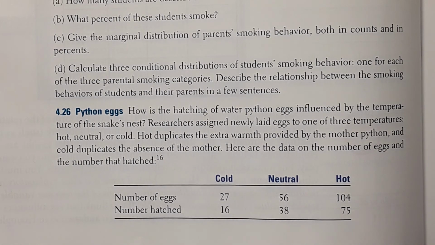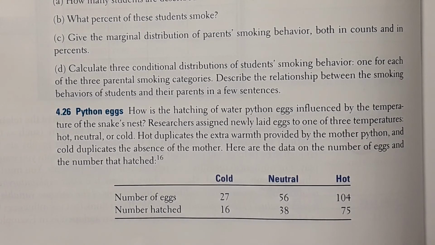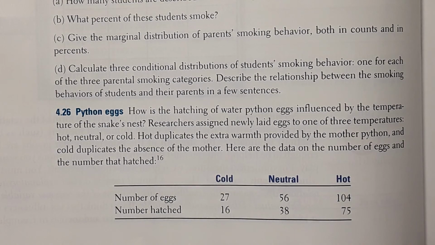Okay, we are going to do another problem on two-way tables. We are going to do this problem called the Python eggs. Here we have cold, neutral, and hot. We have the number of eggs that were placed in cold water, which was 27, and the number that hatched in cold water were 16.